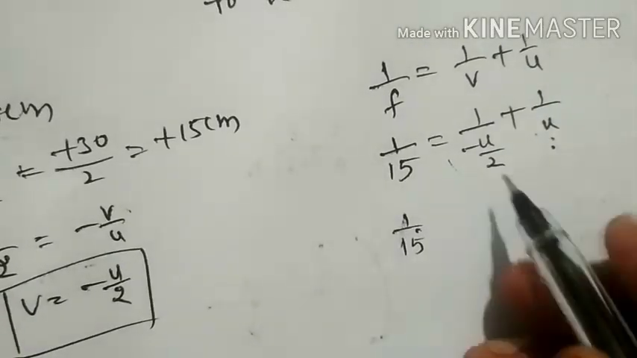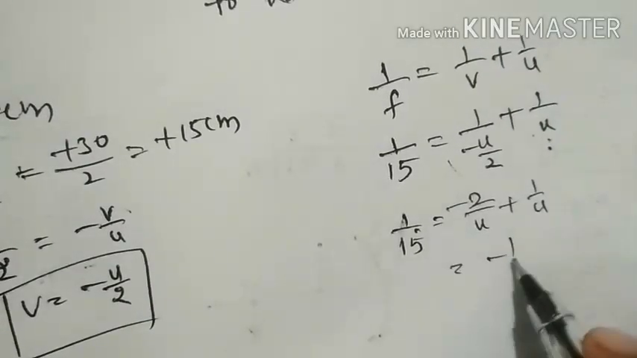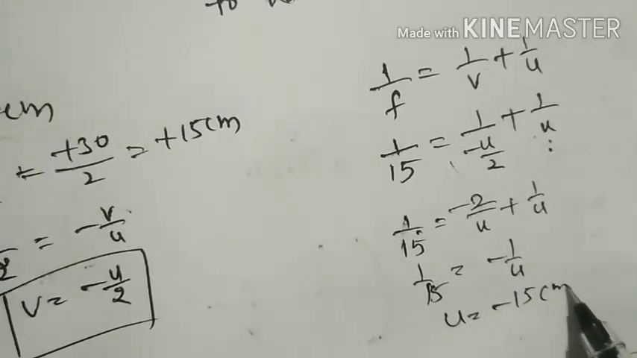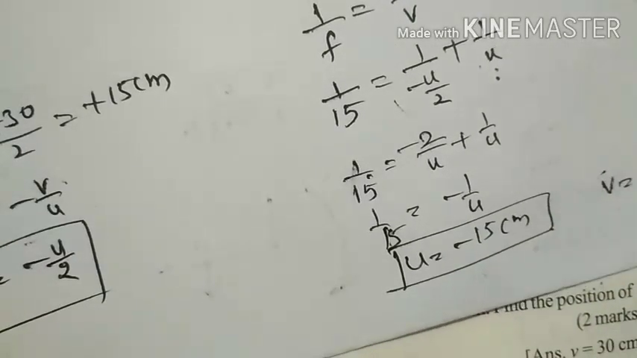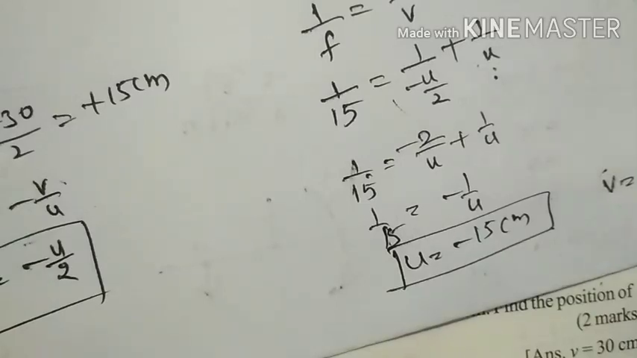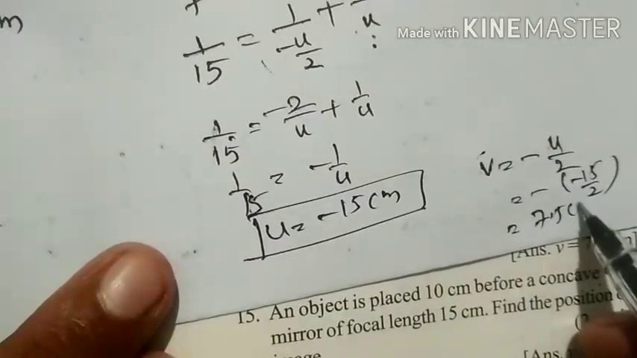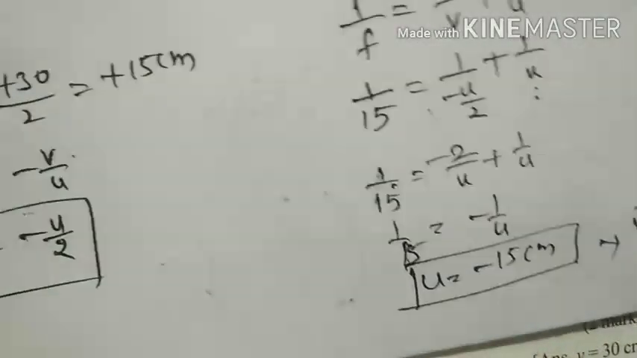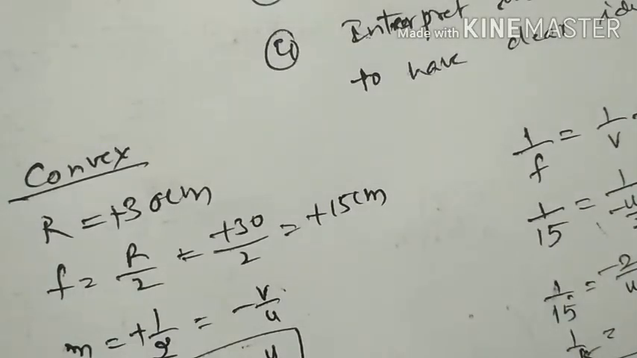So 1 by 15 equal to, how much is it? Minus 2 by u plus 1 by u, minus 1 by u, equal to 1 by 15. u is equal to minus 15 centimeters. And you have to find the position of the image. v is equal to minus u by 2, minus of minus 15 by 2. So this is 7.5 centimeters. So like this you are going to get the answer. When you try to solve these problems, you will get the idea of how to do it.